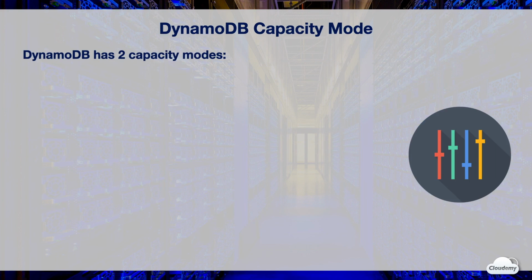DynamoDB offers two capacity modes for the read-write throughput on your tables. They are on-demand mode and provision mode. The capacity modes control how you are charged for the read-write throughput, and how you can scale the capacity.